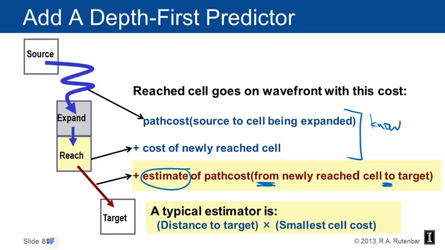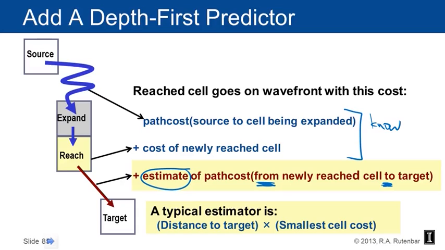What is an estimator? Well, a typical estimator would be you compute the distance to the target, just like you compute something like a bounding box in a half perimeter wire length router. You know, delta x plus delta y in the grid, that's the distance to the target. That's the length of the shortest wire that will get you from the cell to the target, multiplied by the smallest cell cost. Because what's a simple model of the rest of the wire? It's the shortest possible wire made up of the cheapest possible cells. So that's the distance to the target multiplied by the smallest cell cost.